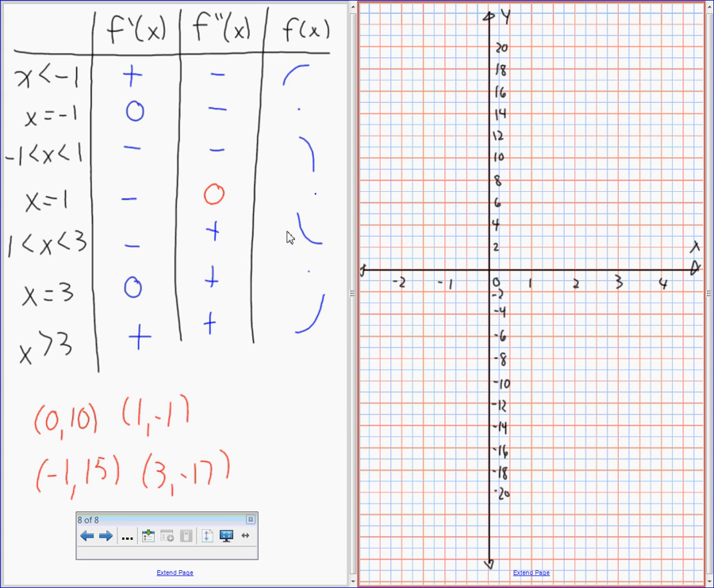All right, so I'm going to start at (0, 10), which is right here. I'm going to go to (1, -1), which is right here. I'm going to go (-1, 15), which is way up here. And then I'm going to do (3, -17), which is way down here. All right. How we feeling? So far, so good? Okay, now let's connect the dots as the next part.